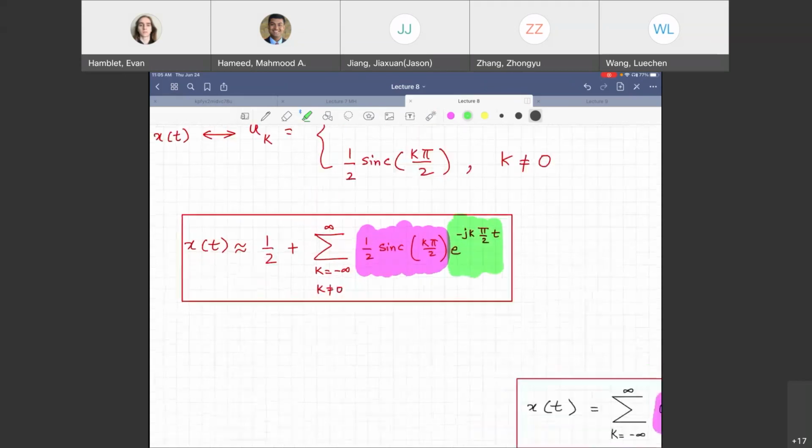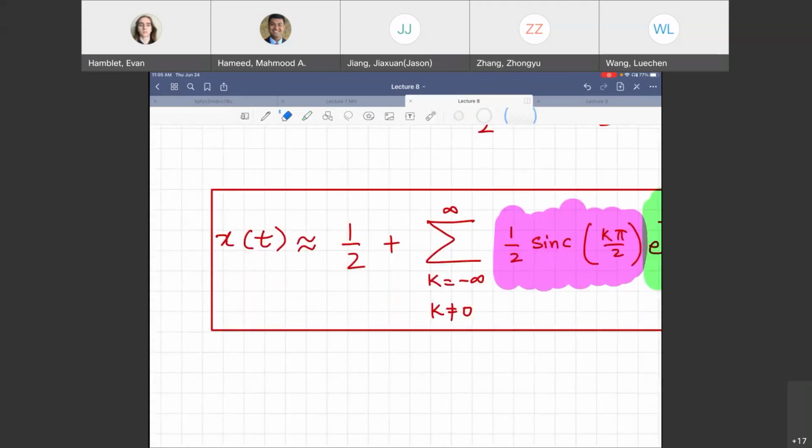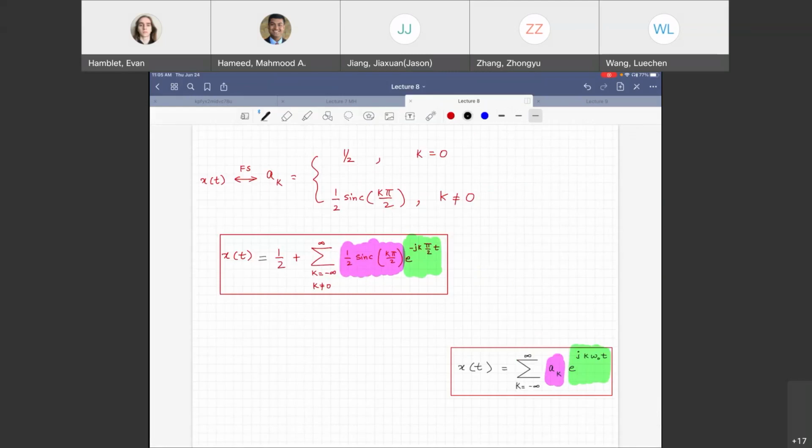I've literally pulled out the half for the DC term outside the summation. A quick correction over here: this doesn't need to be approximately equal to. This is equal to, because I've included all the harmonics, negative infinity to infinity. So as k tends to infinity, it will be tending to equal to instead of approximately equal to. Questions here? Now there's one more thing we can do here. We can try to combine these two things.